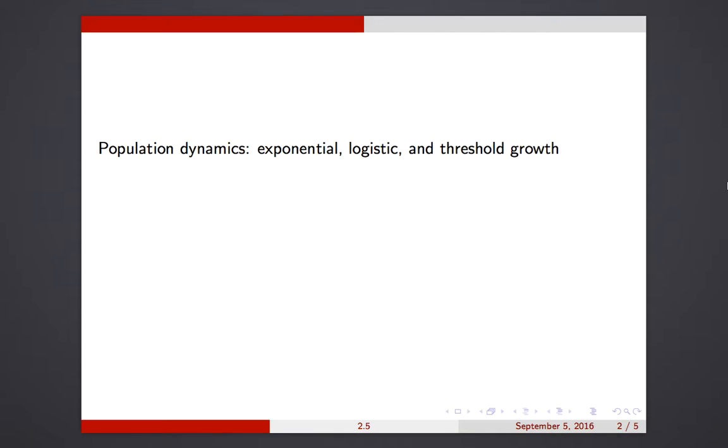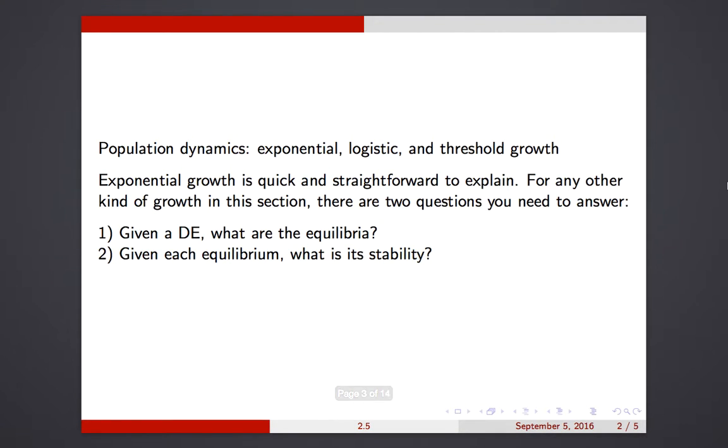Section 2.5 is about population dynamics, and we studied three basic kinds of population growth. Populations can grow exponentially, logistically, or via a threshold. Exponential growth we dispense with quickly, but for any other kind of growth that you want to analyze, there are two questions you need to answer. Given a differential equation that's modeling a population, what are the equilibria of that differential equation? And once you know the equilibria, you need to be able to classify their stability.